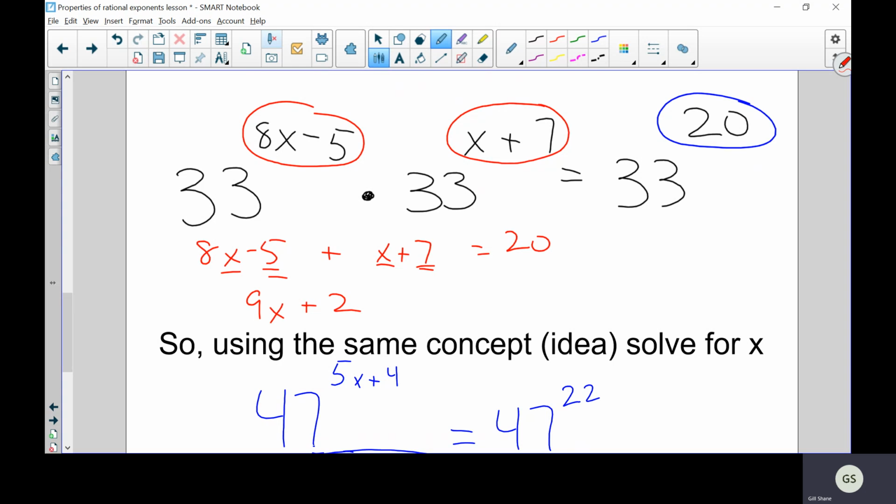So that equals the exponent. That's the answer. Now you have a 2-step equation. So you solve a 2-step equation. Get rid of the 2, so subtract 2. I guess I can kind of subtract 2 here. So that would give me 9x equals 18. Divide by 9, divide by 9. Should have gotten x equals 2.